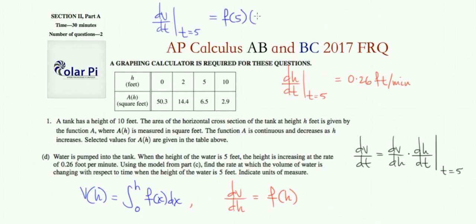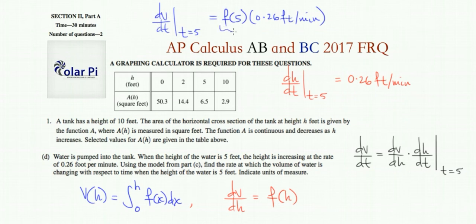So we have f of 5 times 0.26 per min, right? Okay, cool. And what do we have here? Since f of 5 is a value measured in square feet, we have square feet times feet per min, which is cubic feet, so feet cubed per min, right? And that should be sensible for a rate of change of volume.